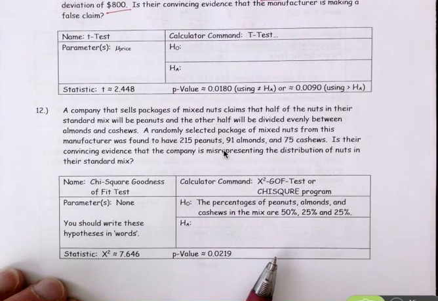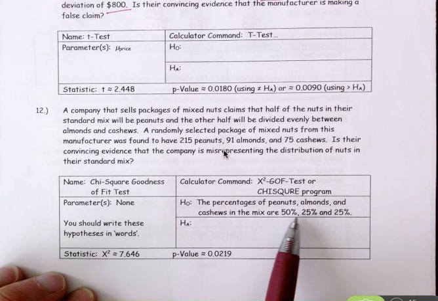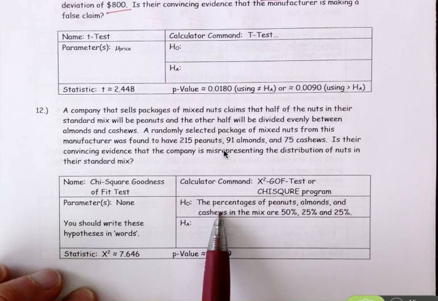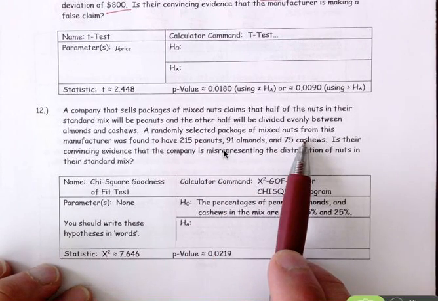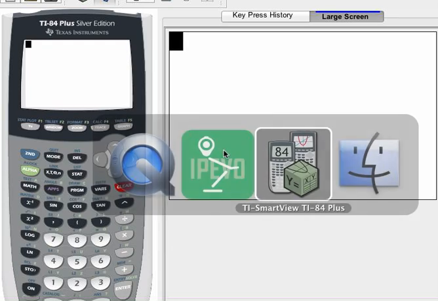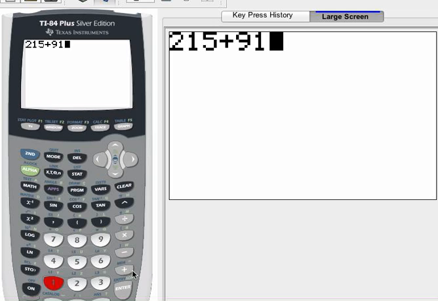Question number 12 is a chi-squared goodness of fit test. So here the null hypothesis value is that the percentages are as advertised, 50%, 25%, and 25% for peanuts, almonds, and cashews respectively. So we need to put the actual counts that we've observed, the 215, the 91, and the 75, into list 1. So we'll go ahead and do that, although we need to know the total sample size. So the 215 plus the 91 plus the 75, that will tell us how many observations we have in total.